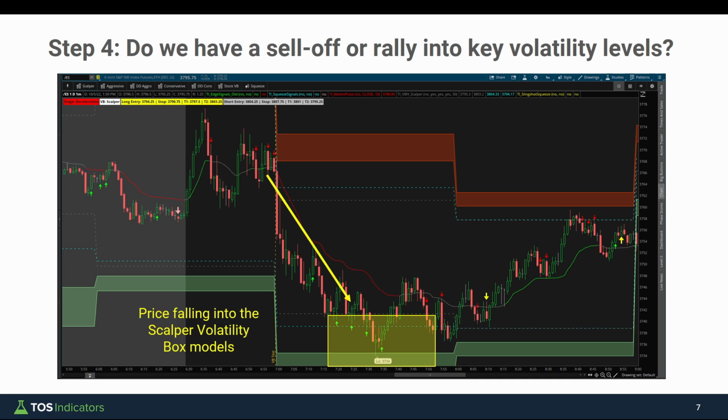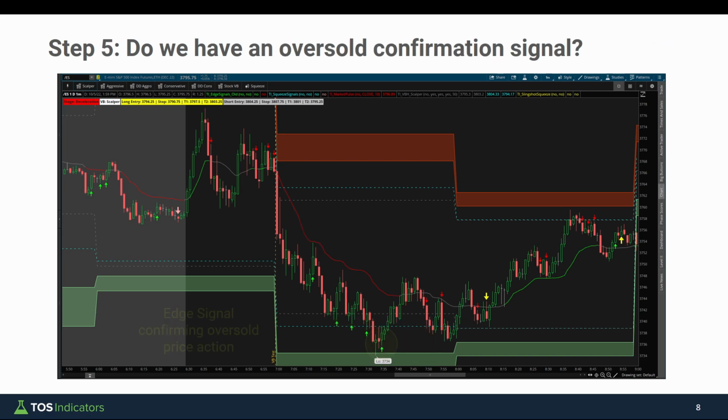Once price falls into our scalper volatility box models, we can now wait for step number 5, which is waiting for our oversold, overbought confirmation signal. In this case, oversold, the green arrow. That green arrow comes when price action breaches the cyan line, and we have the green arrow suggesting that we're officially now in oversold territory. We're looking for price to reverse away from the volatility box levels, and we have our overnight levels way above where price action is currently trading at as a potential magnet for a really nice intraday reversal.